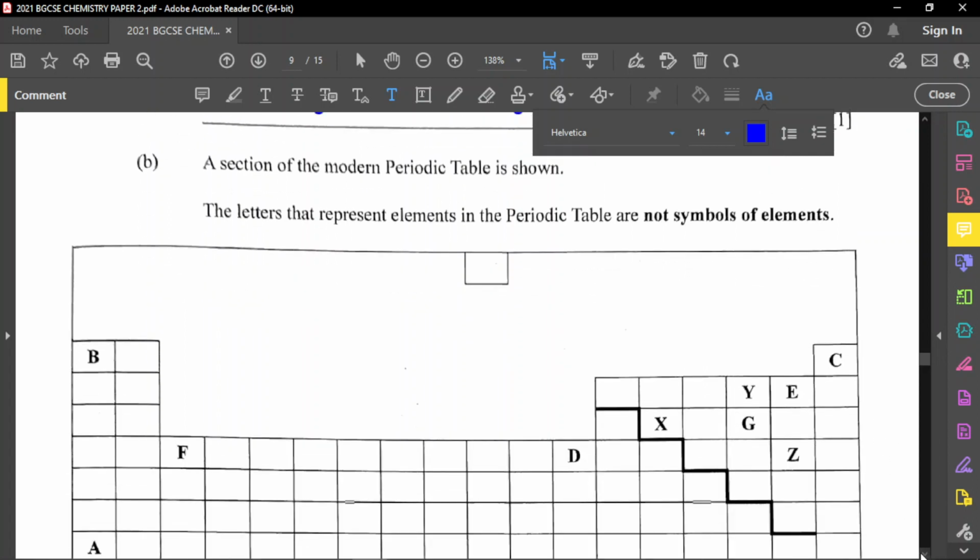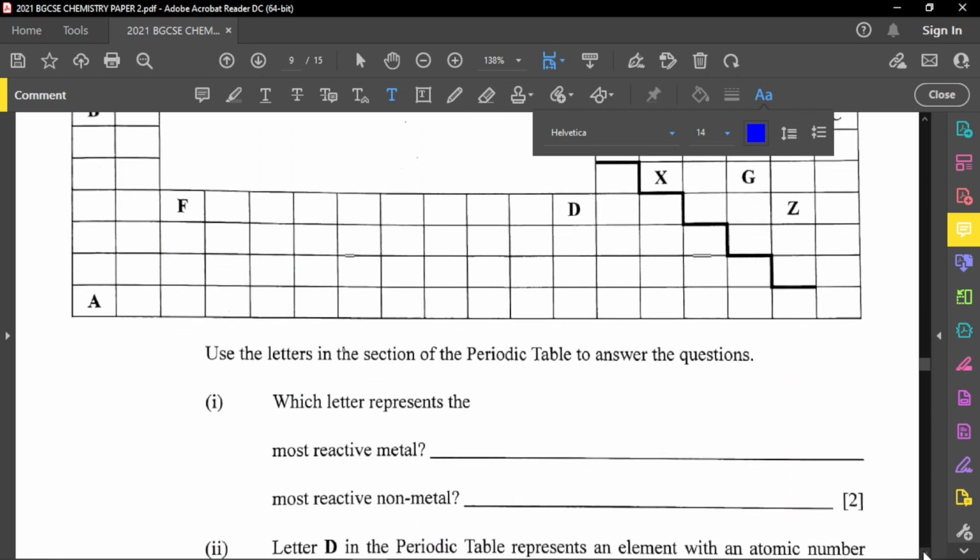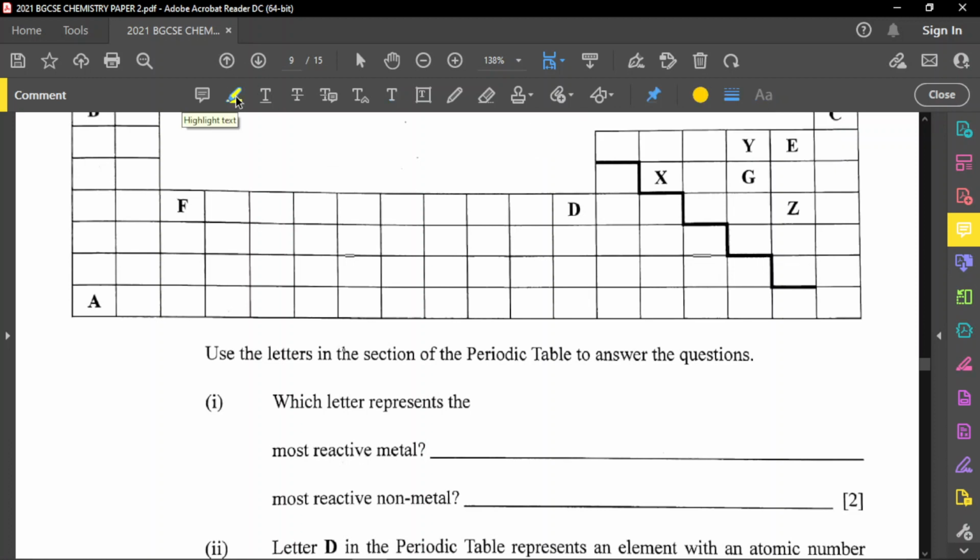All right. So next part of the question, part B: a section of the modern periodic table is shown. The letters that represent elements in the periodic table are not symbols of the elements; they're just there to represent the element. Use the letters in the section of the periodic table to answer the questions. For part 1, it said which letter represents the most reactive metal. The most reactive metal will be on the lower part of the basic group, which is group 1. So the further you go down, the more reactive the metal will become.